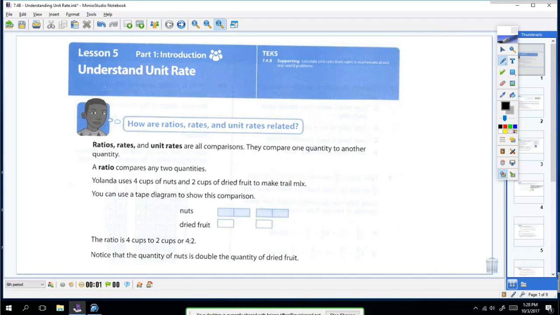Okay, today we're going to be doing unit rates. So to be able to do unit rates, you need to understand what a ratio and a unit rate is. A ratio and a unit rate are comparisons that compare multiple numbers together. A ratio compares two quantities together.